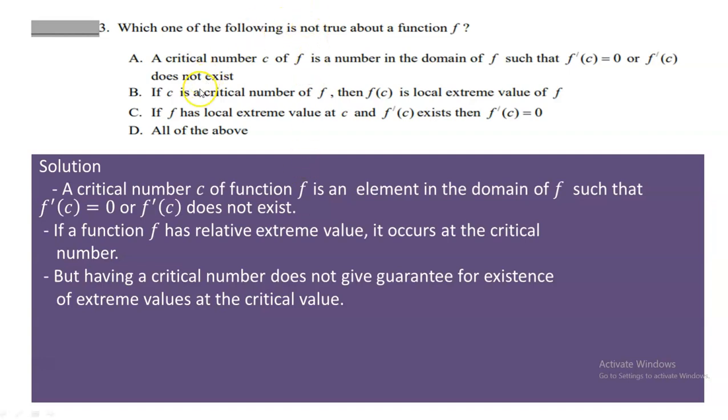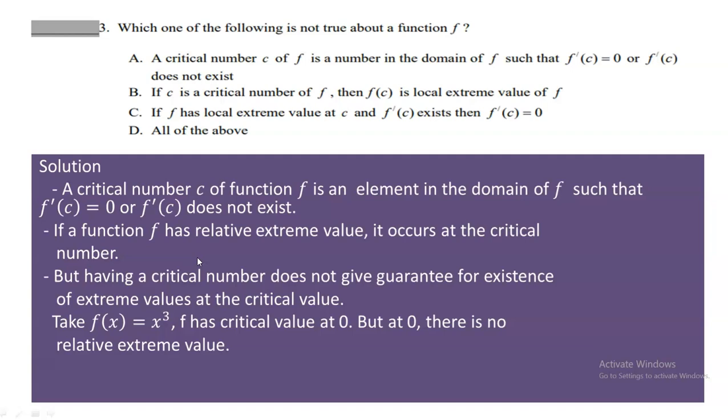So if you see B says if C is a critical number of f, then f of C is a local extreme value. No. There are cases where you don't have this kind of condition. For example, take f of x equals x cubed. The critical value here is 0 because the derivative of f with respect to x is 3x squared, and 3x squared is 0 at 0. So even though 0 is a critical number, we don't have a relative extreme value at 0. Right? So the answer for this is going to be B, because B is false.